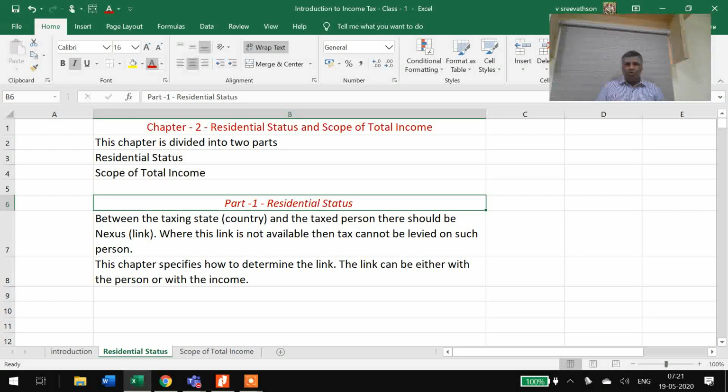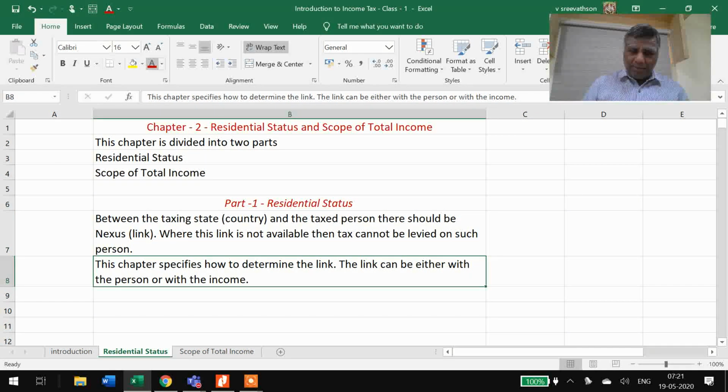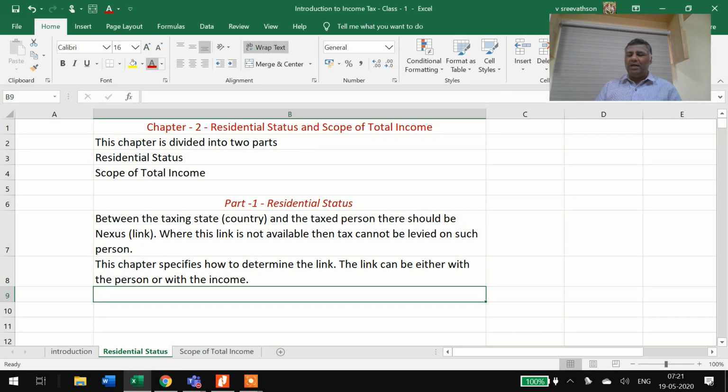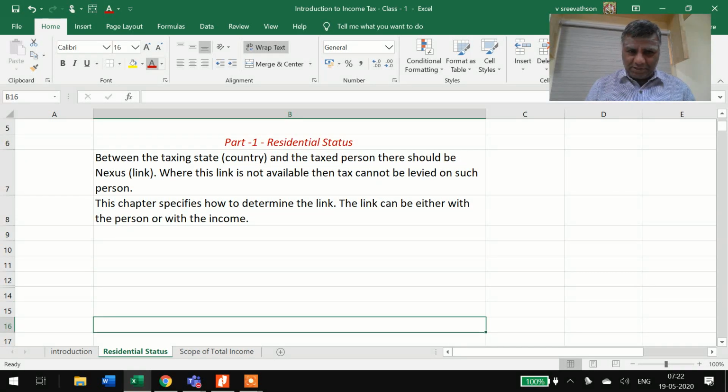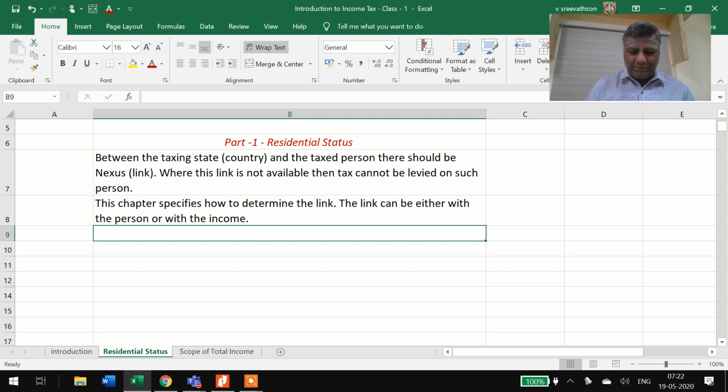Part 2, scope of total income, the country and the income. Coming back to residential status: between the taxing state and the taxed person, there should be a nexus. The nexus can be with the person or with the income he is earning. The first part is residential status, which is with the person.